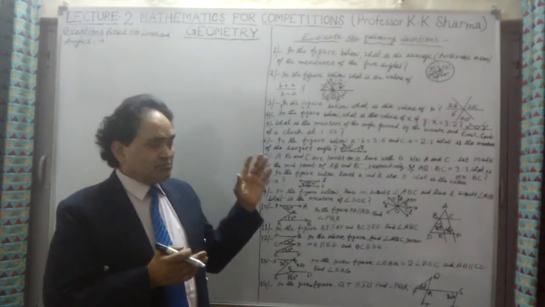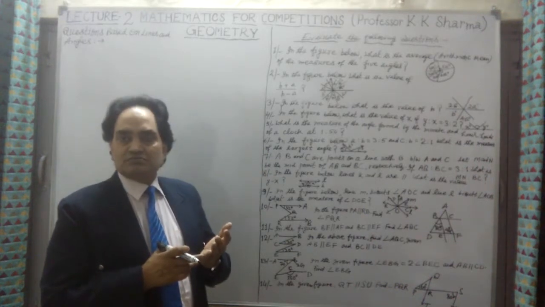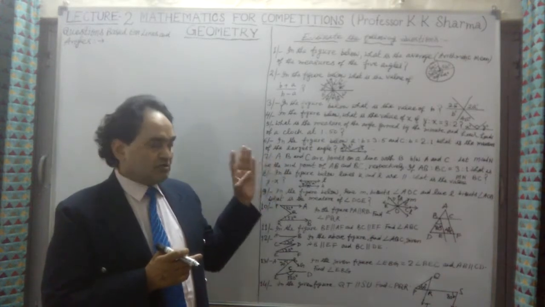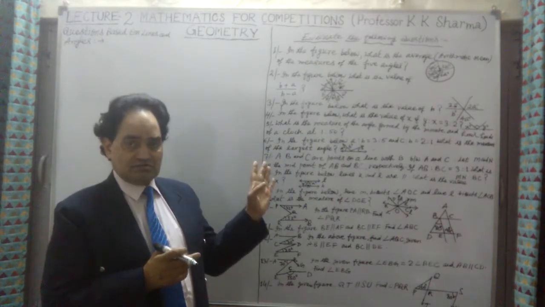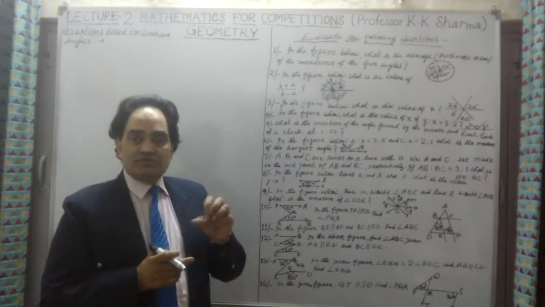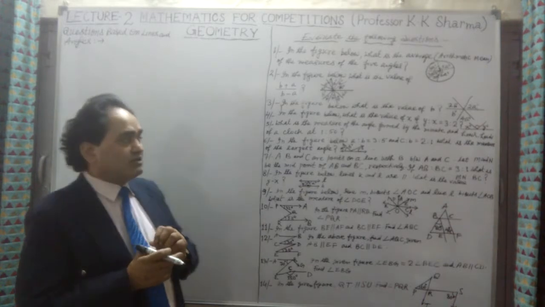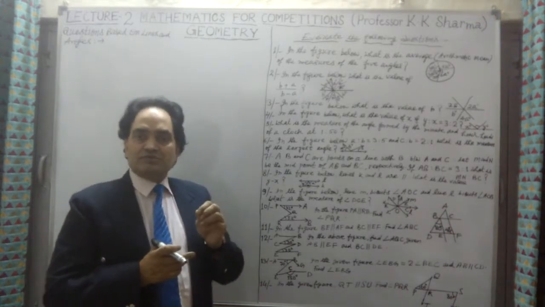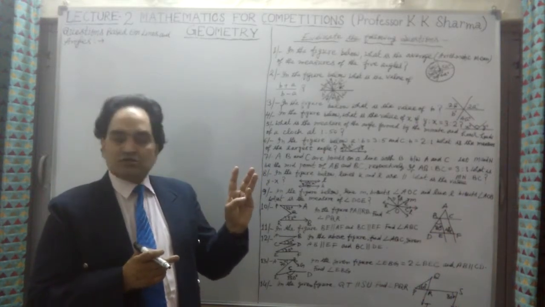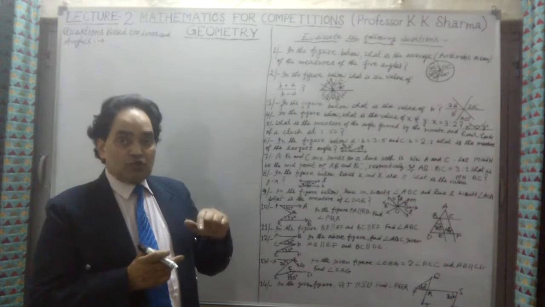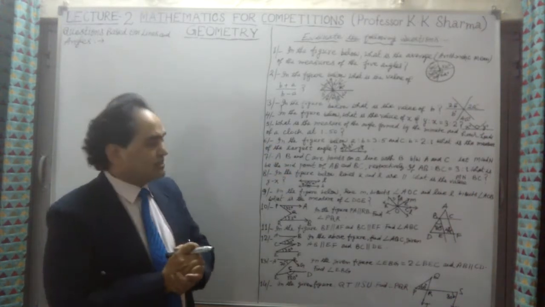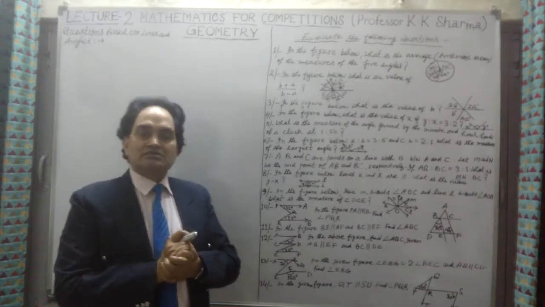Mostly these questions are asked in competitive examinations. Lines and angles are the basics of them. Triangles, quadrilaterals, and circles are the three major topics. The geometry section of competitive examinations includes mostly these three major topics: triangles, quadrilaterals, and circles. Polygons are also there, and lines and angles are the basics of them. So first I'm taking questions based on lines and angles, as I promised you.